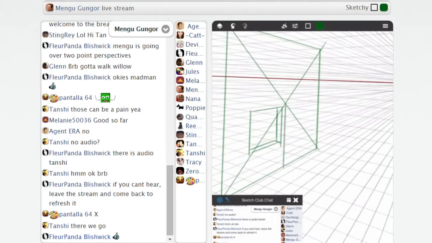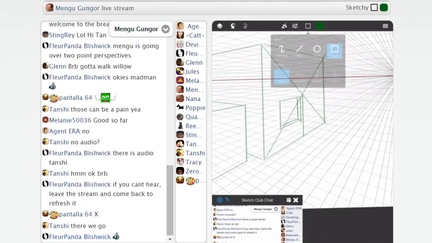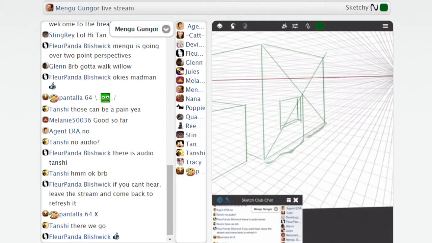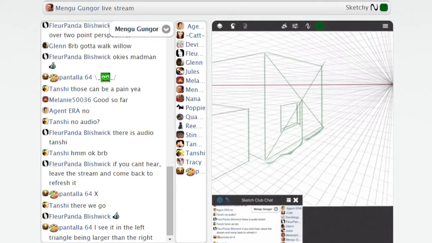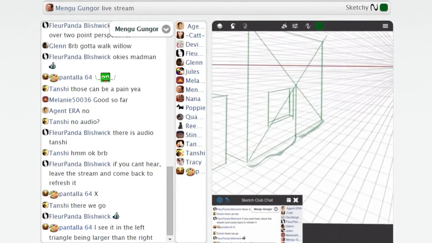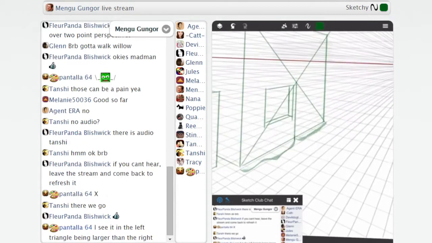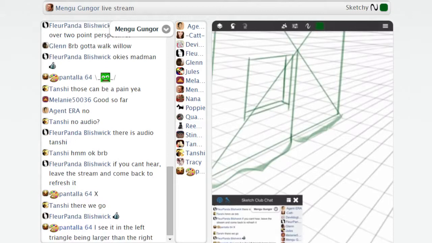Crisscross, find the center, drop the center down. Okay, I think this is a little bit more obvious. You can see it better. This is much larger than that. And this is the true center of this building.